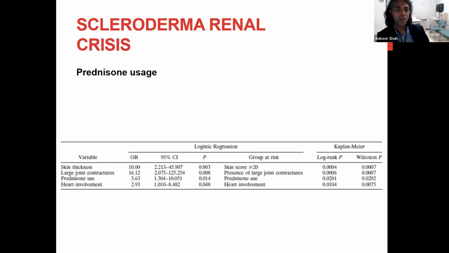And again, this has been repeated in other studies. Now, is prednisone use simply a marker for worsening disease and not due to the prednisone, i.e., is this a correlation as opposed to a causation? That still has not been well established.